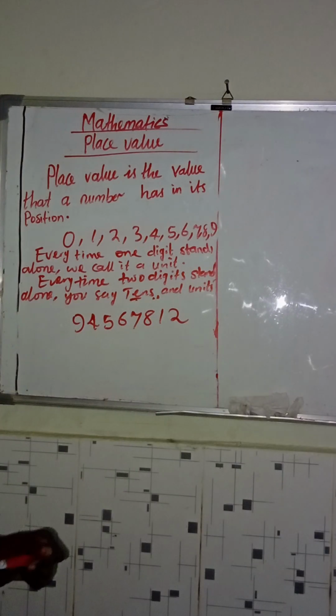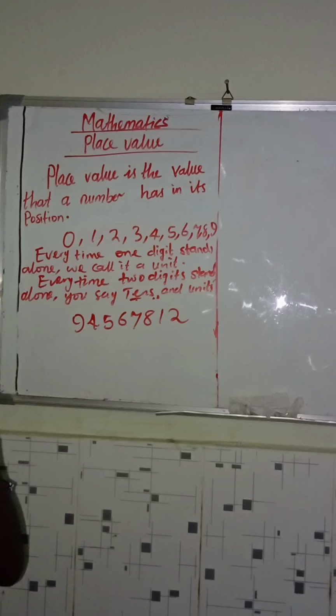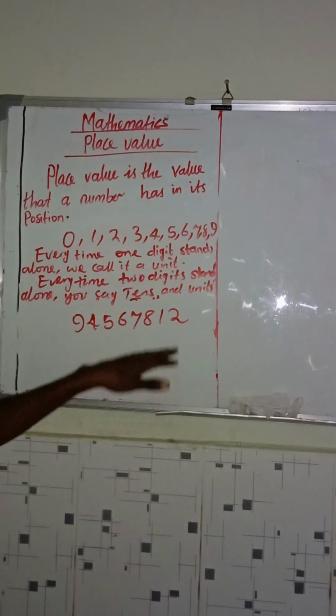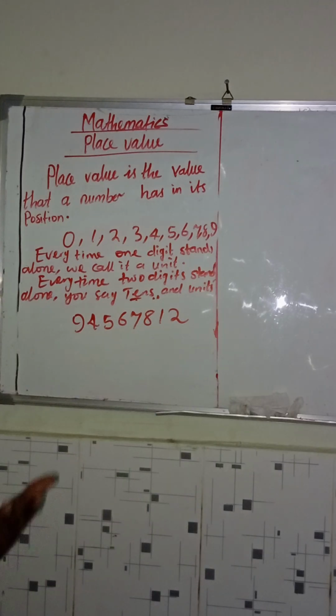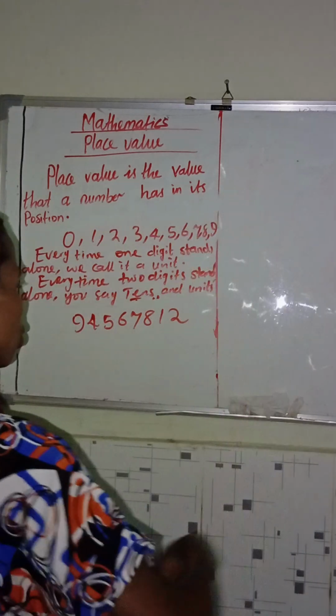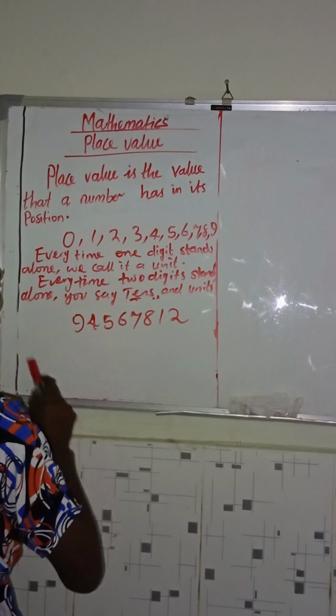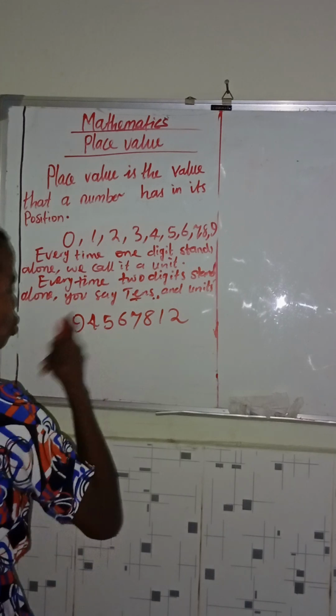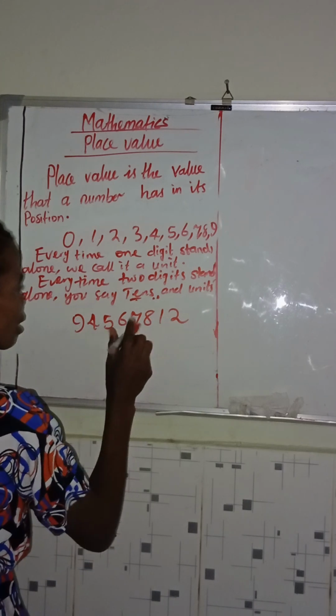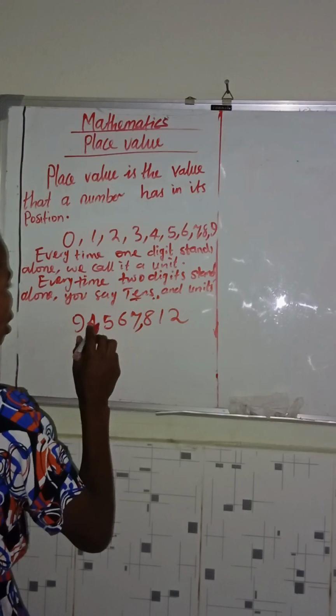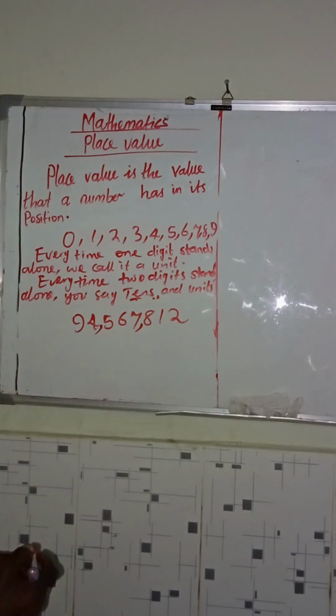How would you know? The first thing you need to do to make your work easier is to get a separator, like a comma. For every three numbers you count from your right, you put a separator. 1, 2, 3, comma, 1, 2, 3, comma. There's no other number, so you leave it like this.